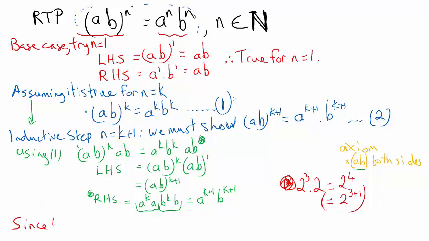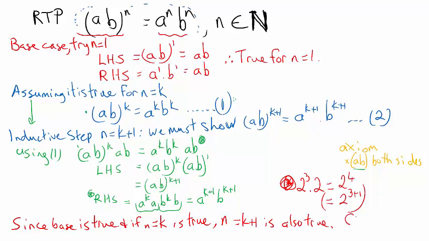Since the base case is true, and if n equals k, the hypothesis, is true, then whenever n equals k is true, n equals k plus 1 is also true. We've shown by induction that AB to the n equals A to the n, B to the n.